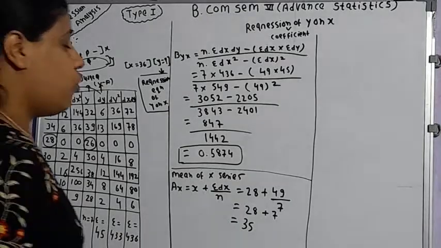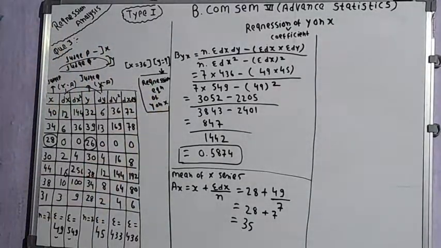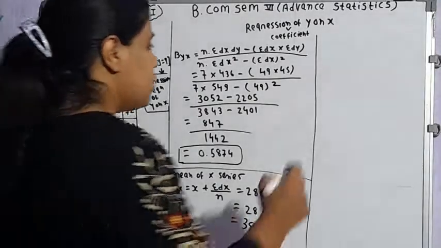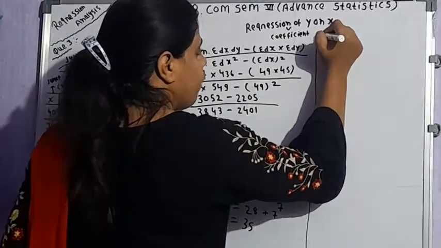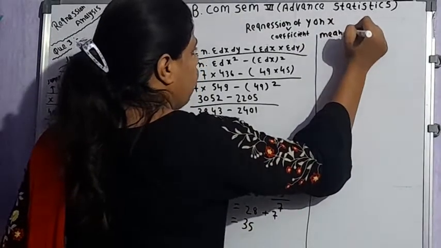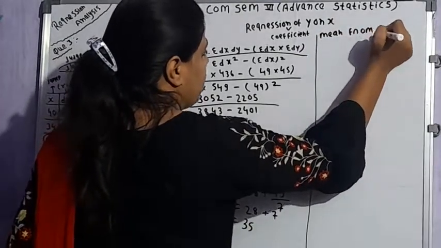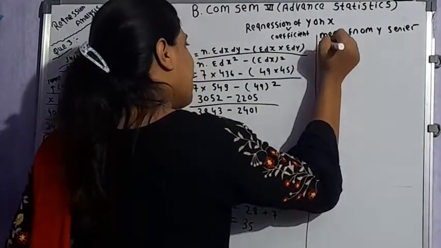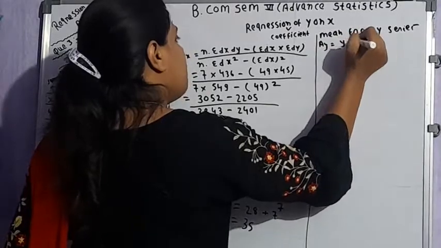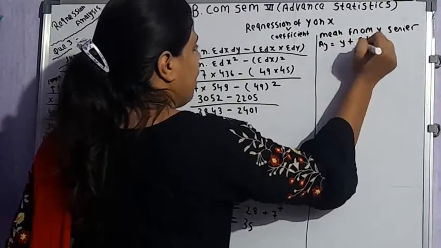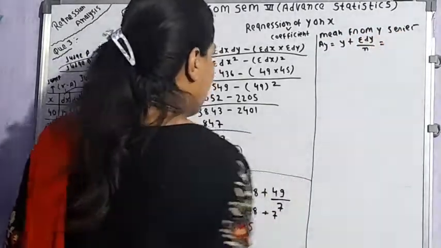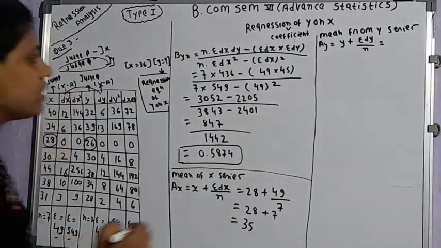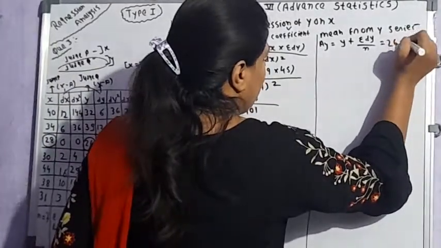Further, for finding out the regression equation of y on x, what do we need? We need the mean of y series as well. That is why here we will find out the mean of y series. What is the formula? A y is equals to y plus summation dy upon n. What is the value of y? Y means the assumed mean from y series. 26. Okay. What is the value of summation dy?